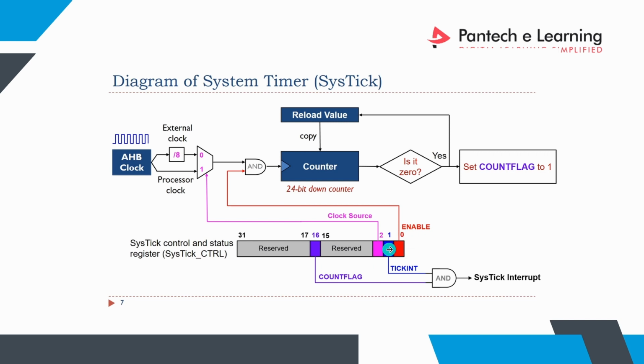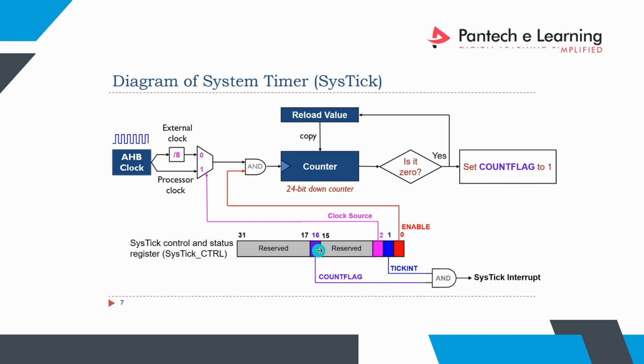So I have set logic 1 in this first step. What it is going to do is, when this counter reaches 0, it is going to send the reload value to reload the value. Then it will also set the count flag to 1.